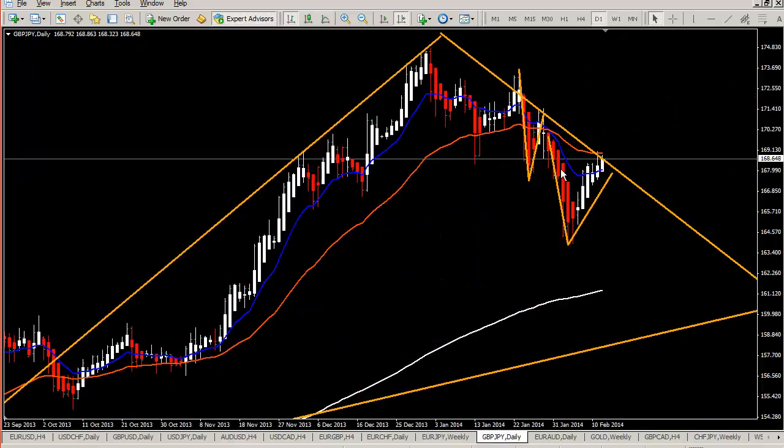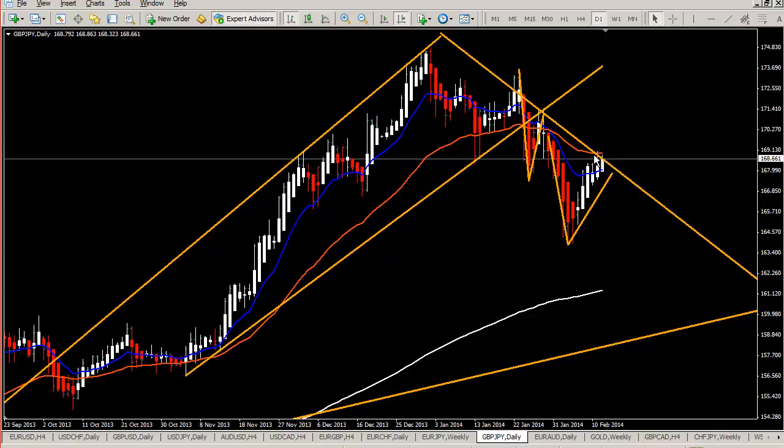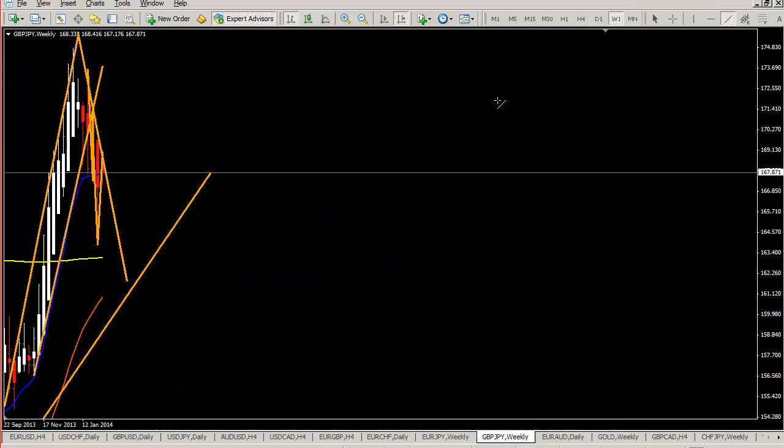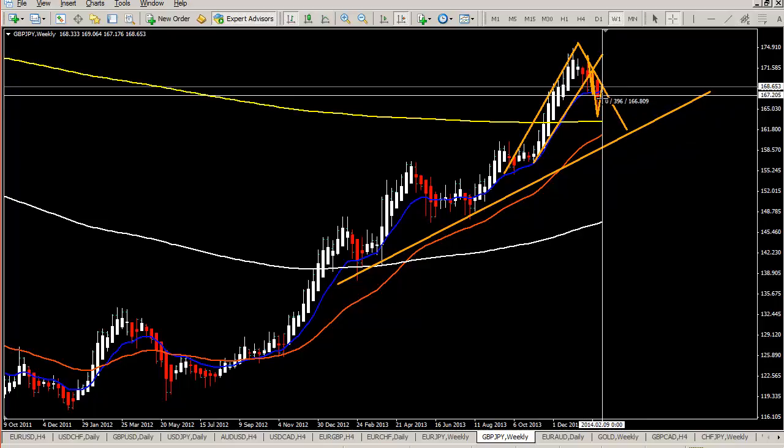GBP JPY, same scenario as the euro yen since yesterday, didn't change anything. That's yesterday's candle. We got a retracement of about 60 pips, and now it's more or less where it was yesterday. Yeah, it's still sitting on the 36, and it's important to see a break, which would be a huge weekly 1 2 3.